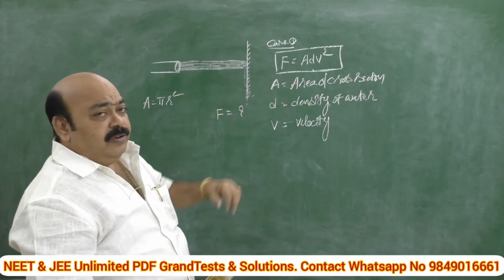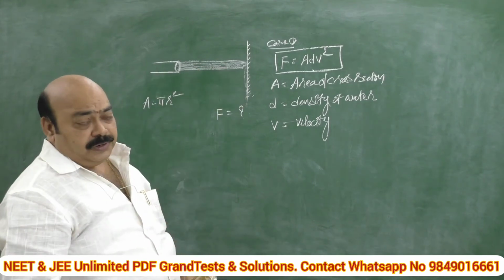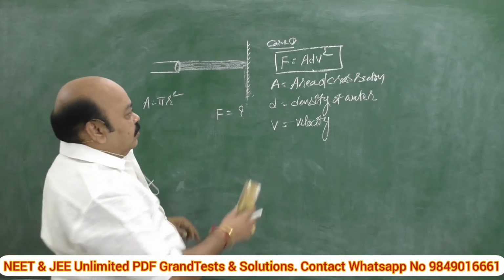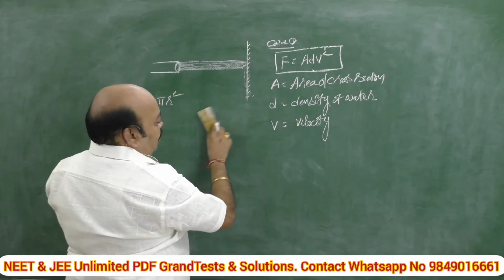Now coming to V, the velocity with which the water rushes out from this one. The concept is, what is case one? It is F is equal to AdV square. Right.